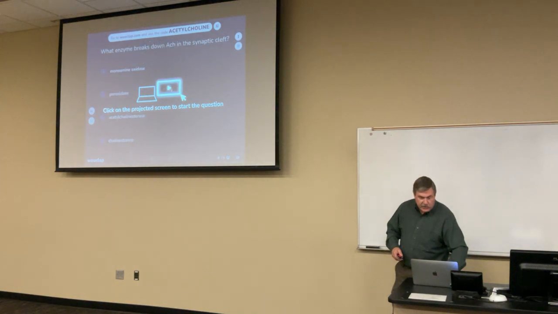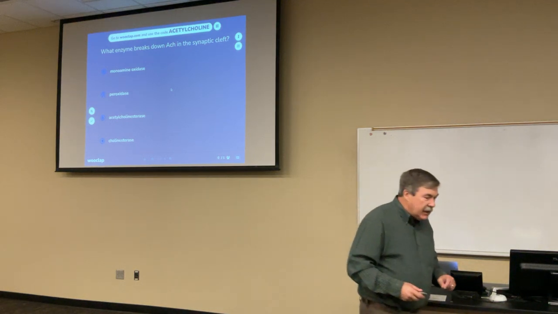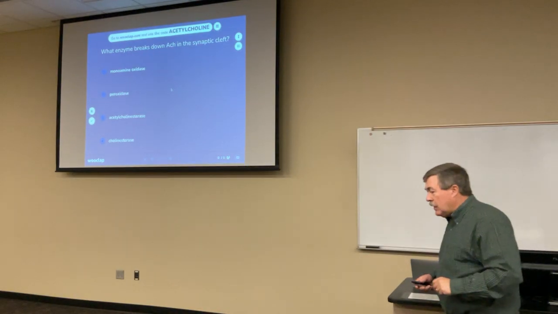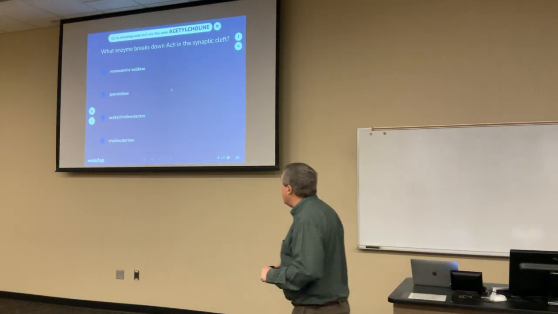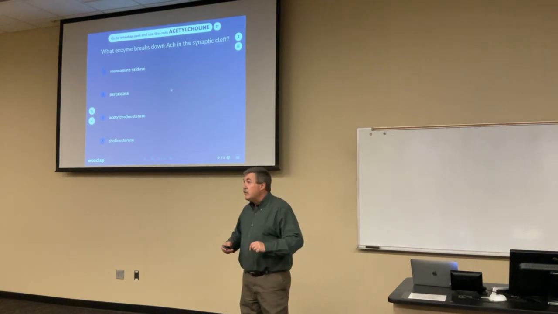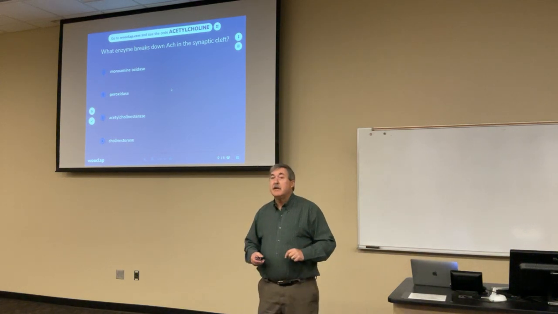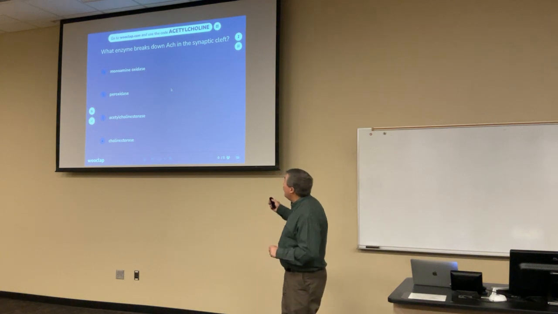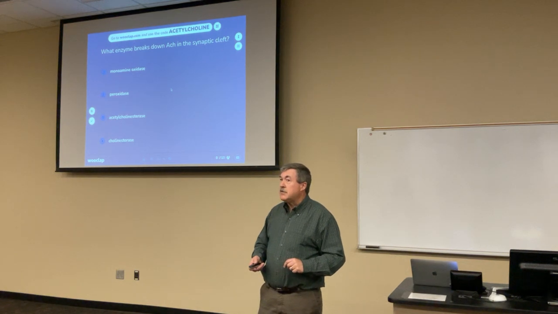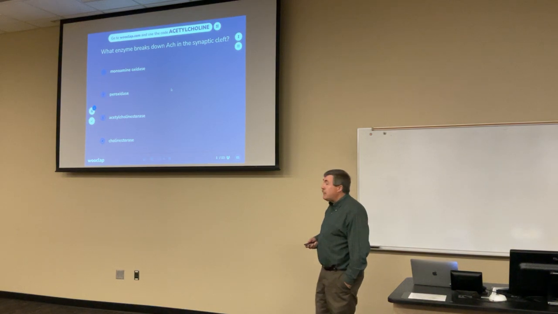All right, so I mentioned an enzyme that breaks down acetylcholine. Acetylcholine is one of the most commonly used neurotransmitters in the peripheral nervous system. And so I'm going to see how many of you have been reading ahead. I didn't mention the name of that on purpose because I want to see if you know it. So what's the name of that enzyme that breaks down acetylcholine at the synaptic cleft? See if you can figure it out.